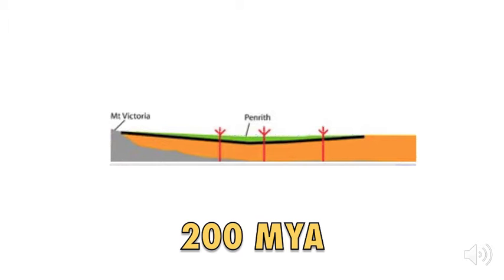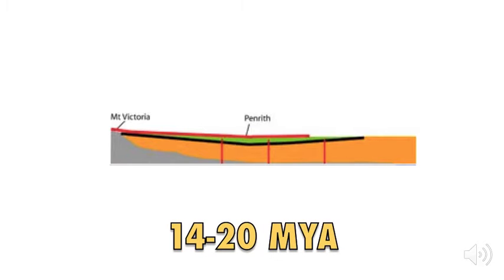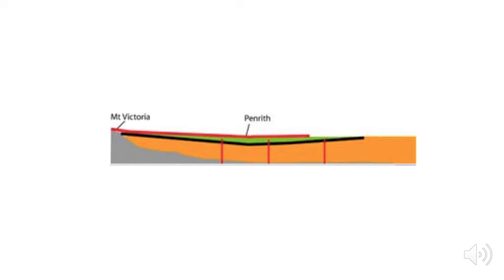About 200 million years ago, isolated volcanoes exploded through the coal, sandstone, and shale layers. Then, another major volcanic event occurred 14 to 20 million years ago, and a huge lava flow, 50 metres thick, covered most of the Blue Mountains.